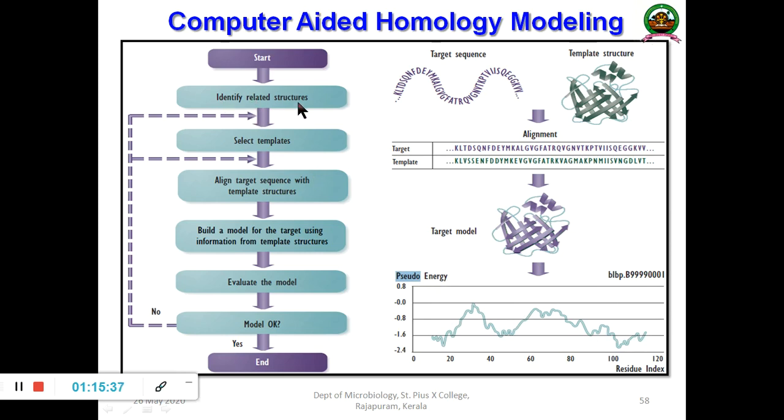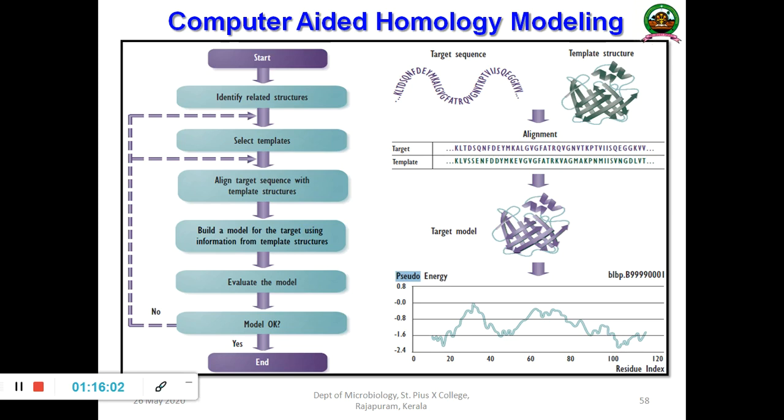So that is identifying the related template. As I said, select the template, then align the target and the template, then build the initial model and evaluate the quality. If the quality is okay, then fine, end. If it is not okay, then go back to the initial stage, and the problem might be due to the selection of the template. You might not have selected the appropriate template.